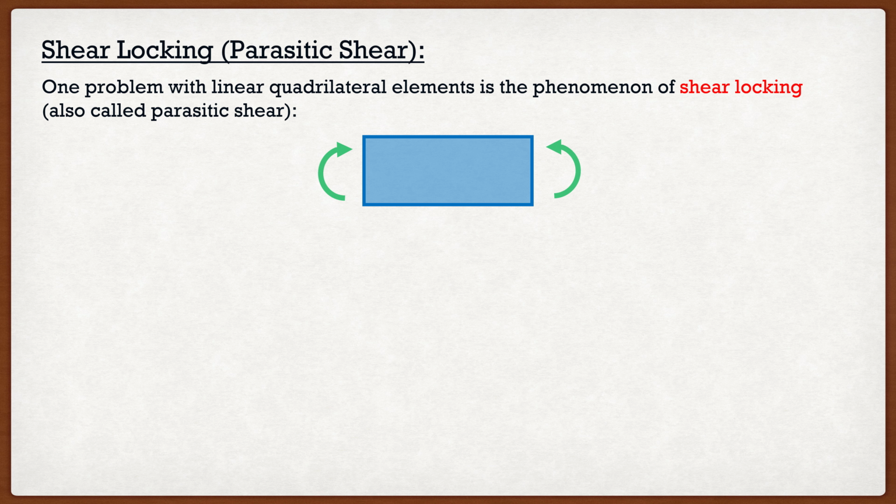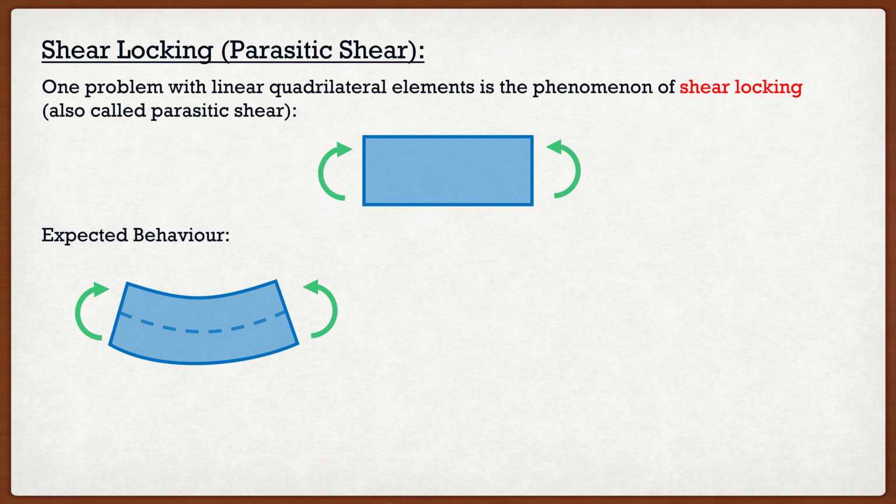Let's say that I have a material. So right here, this blue square, it's not an element, it's simply just a material. And I were to take this material and subject it to end moments to essentially bend the material. Well, of course, we know that it's going to bend in the behavior where we have that nice curved surface and things behave kind of as we expect it to.